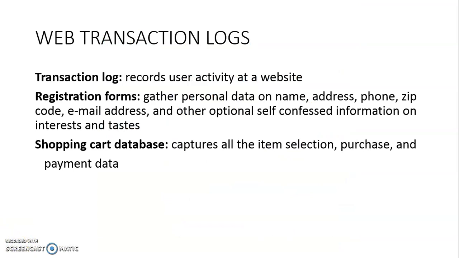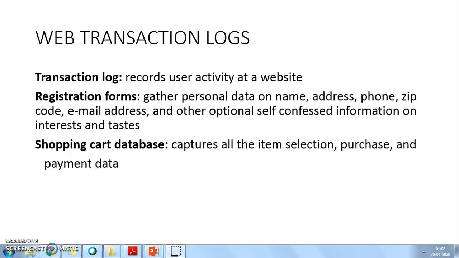How can e-commerce sites know more than a department store or the local grocery store does about consumer behavior? A primary source of consumer information on the website is the transaction log maintained by all web servers. So number one is the transaction log. The transaction log records users' activity at a website. The transaction log is built into web server software.